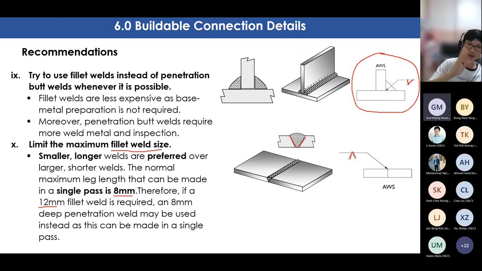If you want to achieve 12 mm, you have to do one single pass and then next time come back and top up with another 4 mm. So it wastes time. That means you should limit it to 8 mm. More than 8 mm, then use the penetration weld. That will be more efficient. That is all the recommendations.